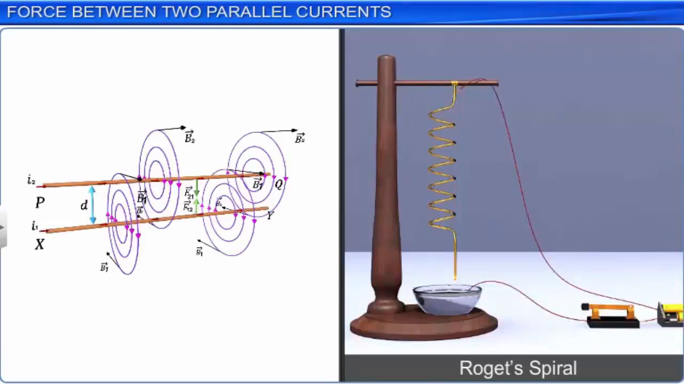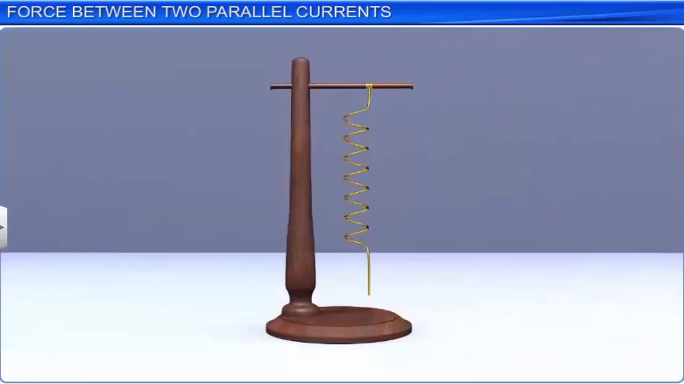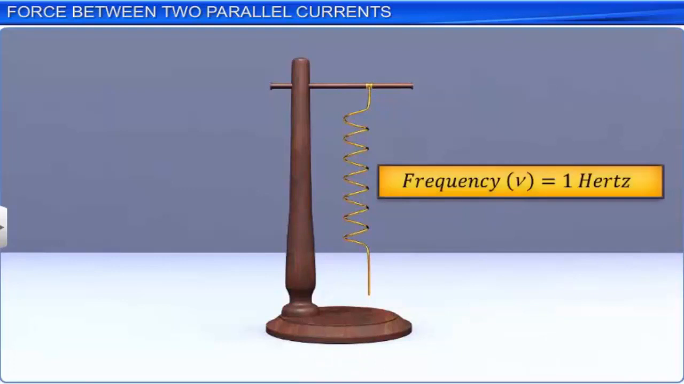To study a similar effect of force, as between two current-carrying conductors, we replace the straight long wires with a coil of suitable dimensions and number of turns. We refer to this as Roget's spiral. Consider a soft spring with a natural frequency of oscillation equal to 1 Hz, or a natural time period of oscillation of 1 second, suspended vertically from a rigid support.